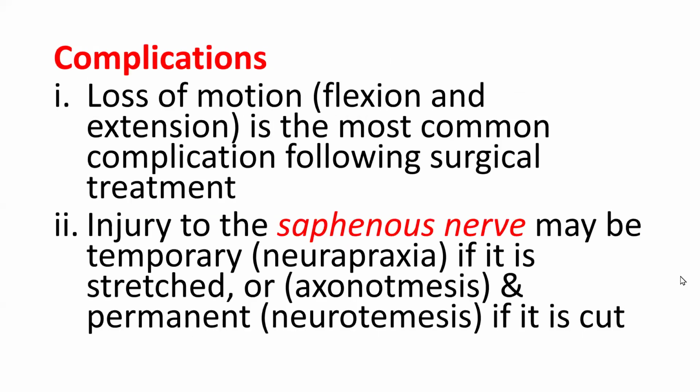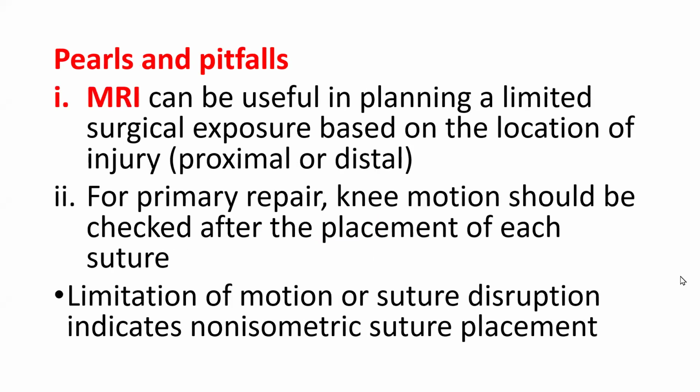Complications. Loss of motion, flexion and extension is the most common complication following surgical treatment. Injury to the saphenous nerve may be temporary, namely neurapraxia, and if it is stretched, it can be axonotmesis, or if it's permanently damaged, it's neurotmesis. So pay attention to this.